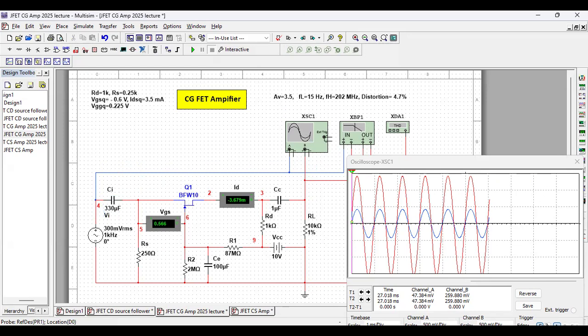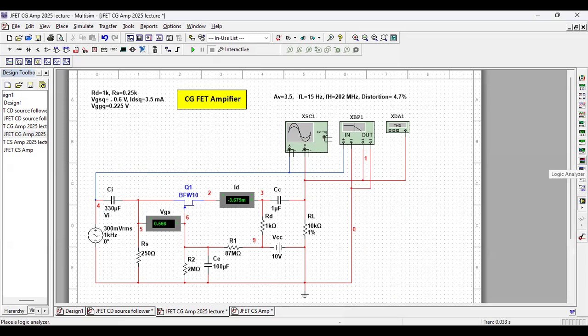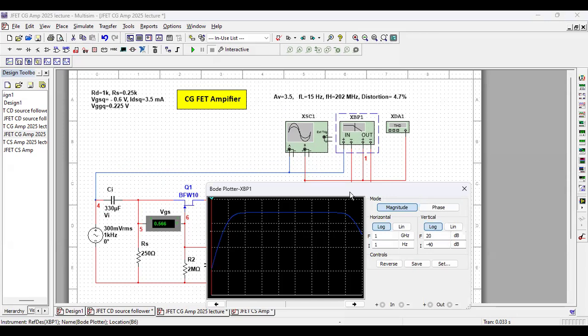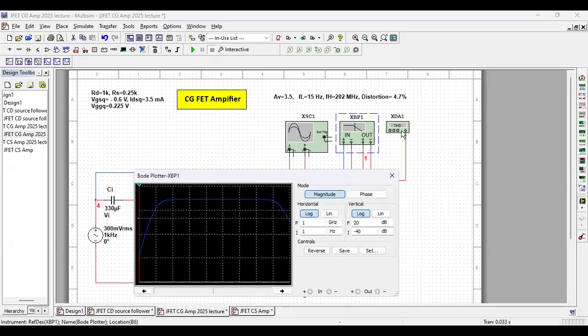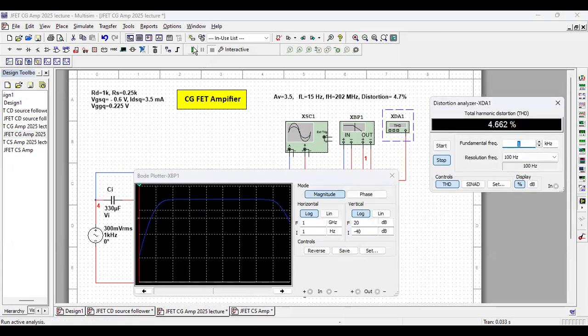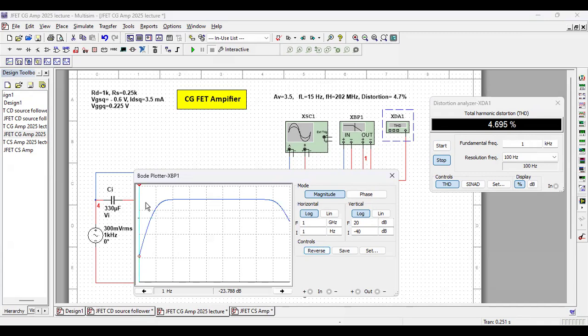So if I close this, then I show you the distortion and the frequency plot. This is the frequency plot and this is the distortion. Run it once again. Like common source, here also the distortion is very low, about 4.7% distortion. And here, the gain we have already found is 3.5 in linear scale.